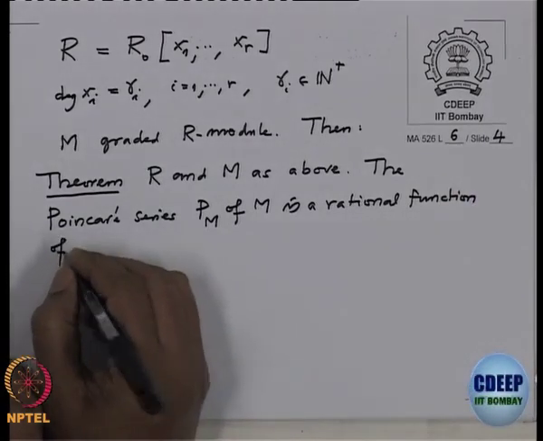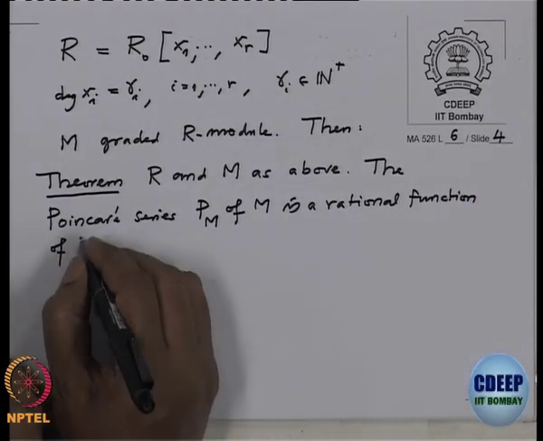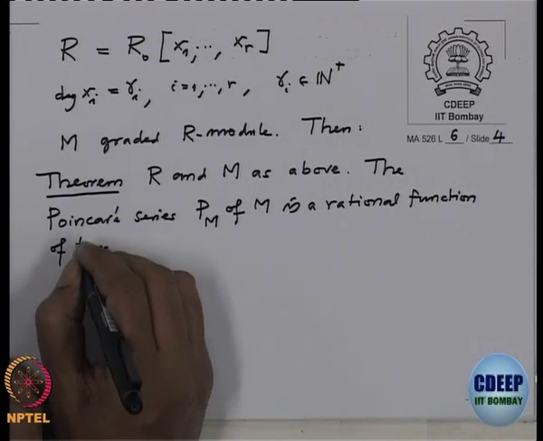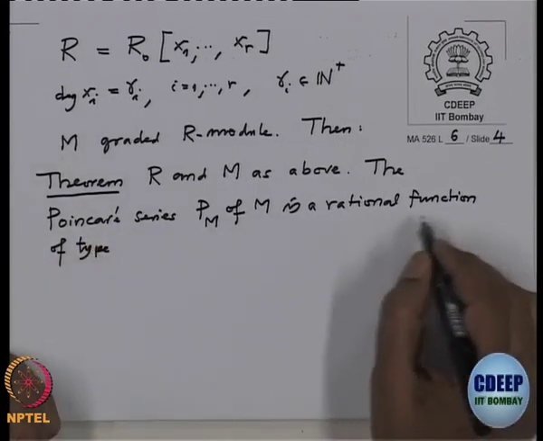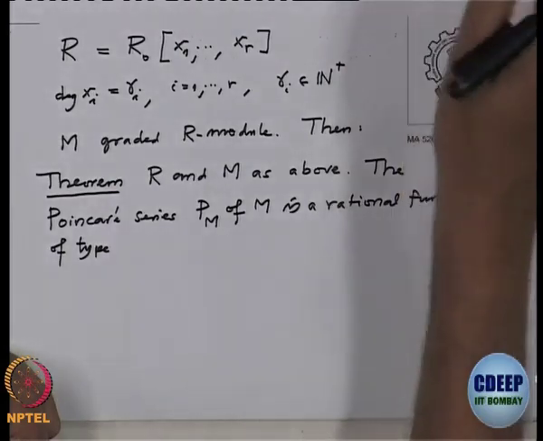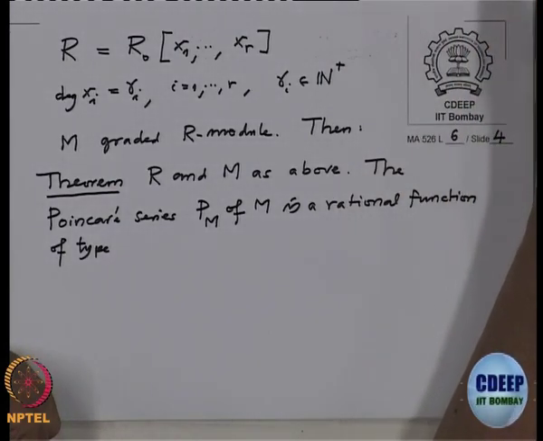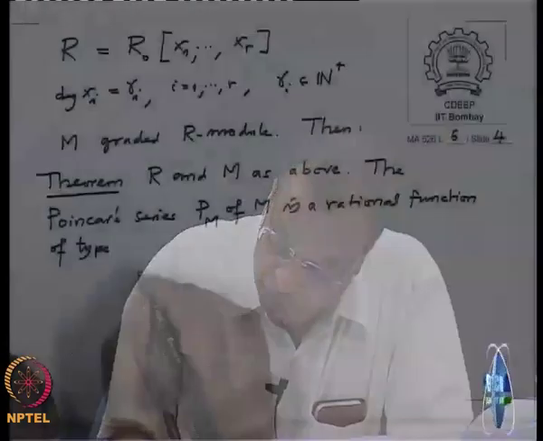Of the type. See, when I say a rational function, we know it's a polynomial over Z, a power series in Z and finitely many negative terms. So it's not really a rational function by definition, but this part says that it is a rational function and of a particular type. So what type?